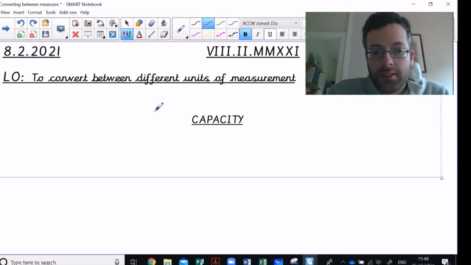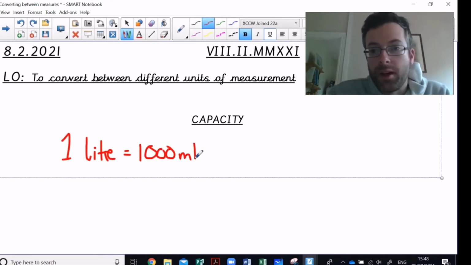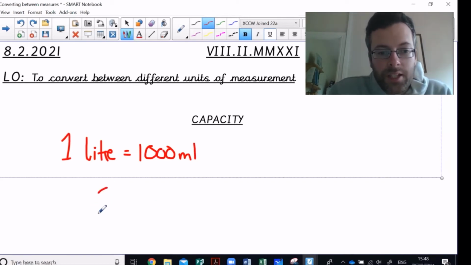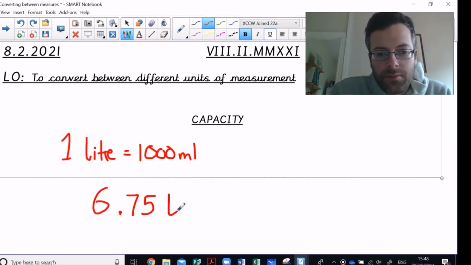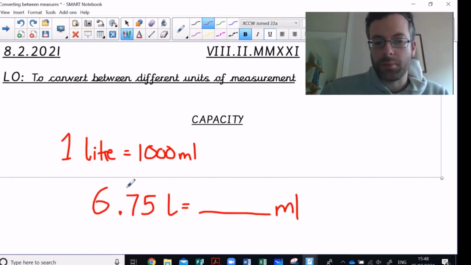And then finally, capacity is so similar to weight and mass. So all we need to remember is that in 1 litre, which is sometimes just an L like that, but I'll write litre for now, there are 1,000 millilitres. So I'm always going to be multiplying or dividing by 1,000. So let's say you were told that you had 6.75 litres, and you wanted to know that in millilitres. Well, there are 6 litres, and there's 1,000 millilitres every time of those, so it's going to be bigger.